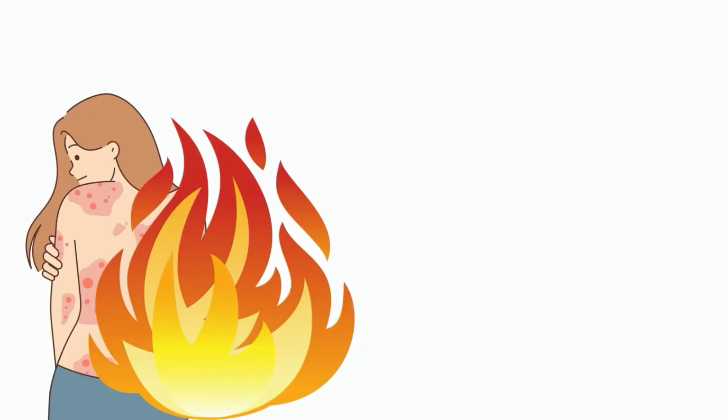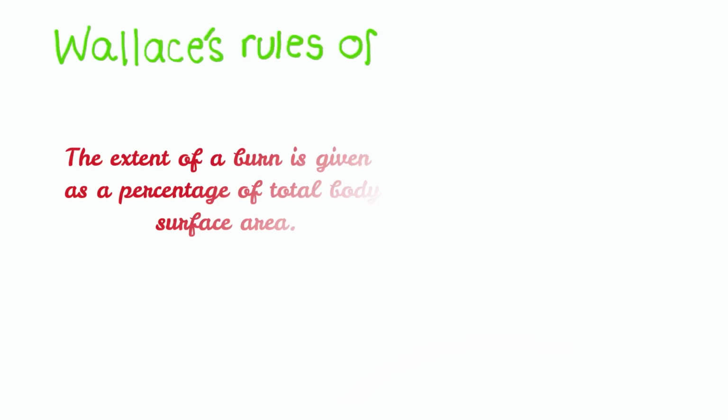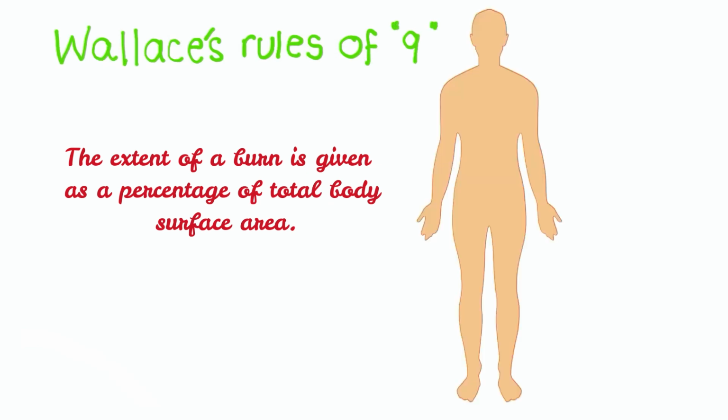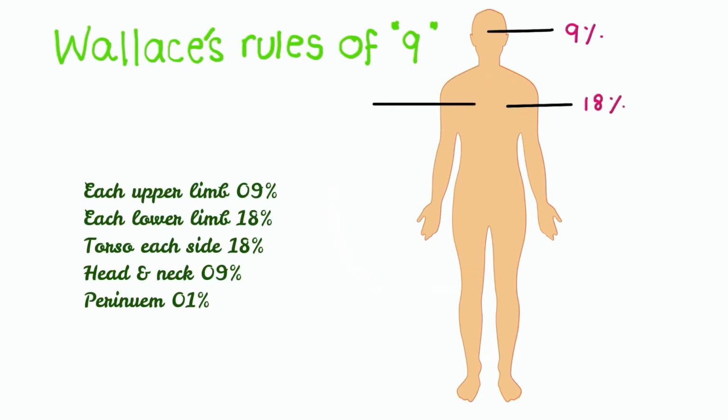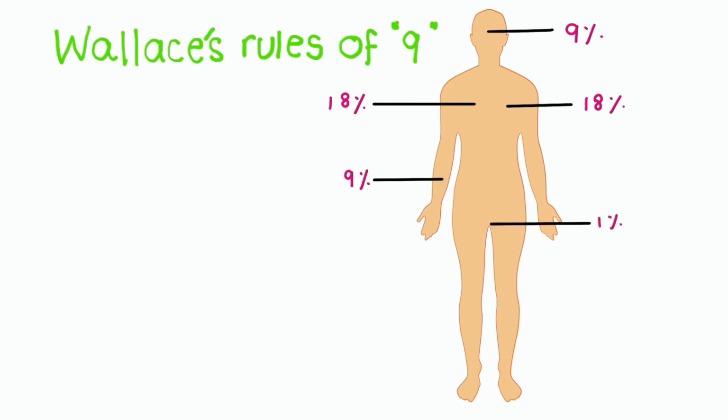To assess the extent of injury, there are a few methods. The first method is the rule of nines. It's a useful and practical guide to determine the extent of a burn. In Wallace's rule of nines, the extent of burn is given as a percentage of the total body surface area. The body is divided into 11 areas that are in multiples of 9, but that excludes the perineum, which is 1%. It states that each upper limb is 9% of total body surface area, each lower limb is 18%, the torso 18% on each side, and the head and neck is 9%, and finally the perineum 1%.